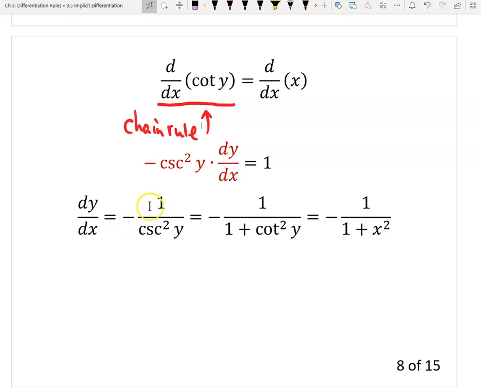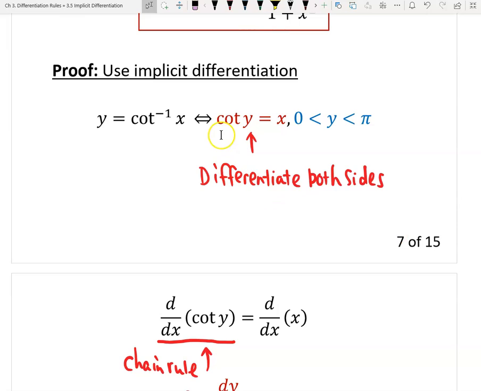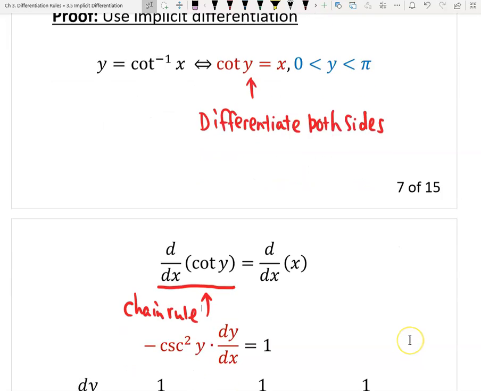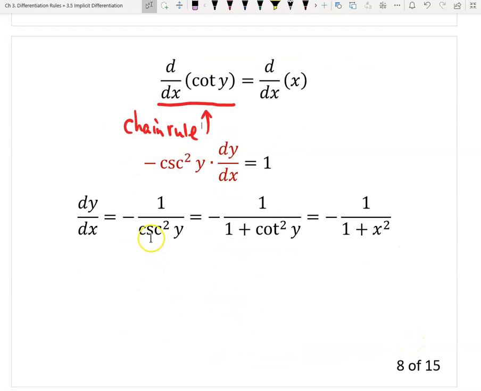If we solve, we have negative 1 over cosecant squared on the bottom. However, we need to go back and substitute. Go back and look at it. We do not have a cosecant; we do have cotangent y equals x. So what do we need to do? We need to change cosecant to cotangent. Cosecant squared is 1 plus cotangent squared. Do you remember that Pythagorean, the last Pythagorean identity we learned from trigonometry? So here is a Pythagorean identity again.